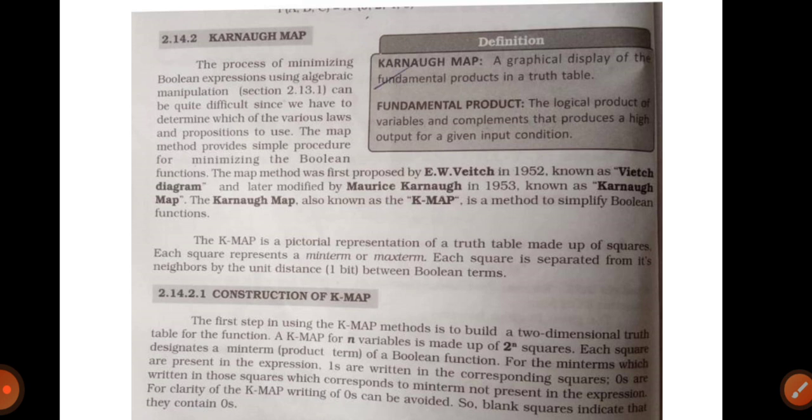For minterms, the expressions are written in the corresponding squares, as zeros and ones, written in the squares of the corresponding minterms, not representing the expressions, for the clarity of the K-map. This is the construction of K-maps using the truth table for minimization of Boolean expressions. If you have a Boolean expression, this is a very easy method to identify it. It's a K-map.